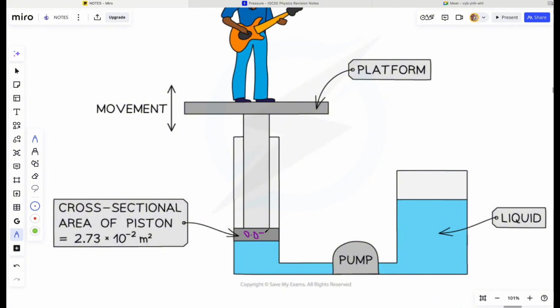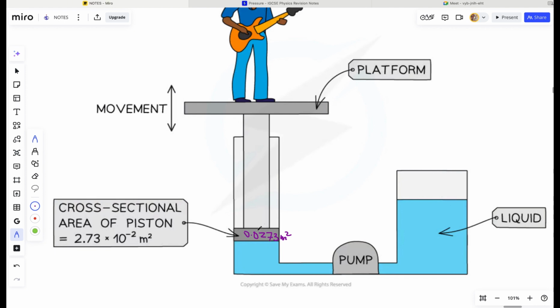0.0273 meter squared, so it's smaller than the area on the other side. Okay, the value is in standard form. I just put it in a normal form. This standard form is 0.0273. Okay, so this is the area here, and you can see the area here is way larger.